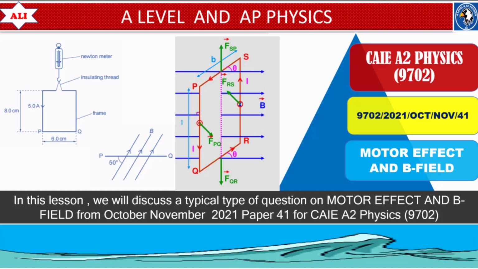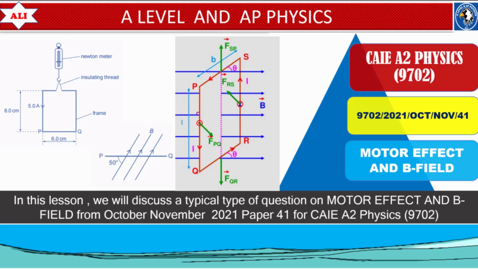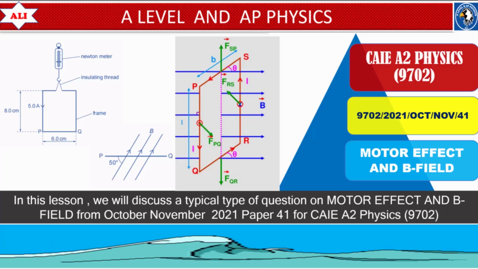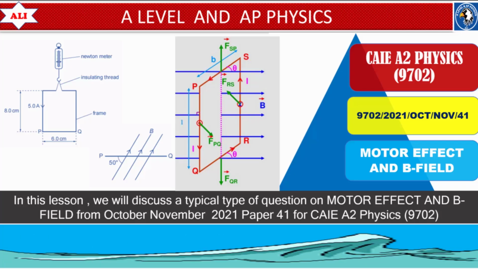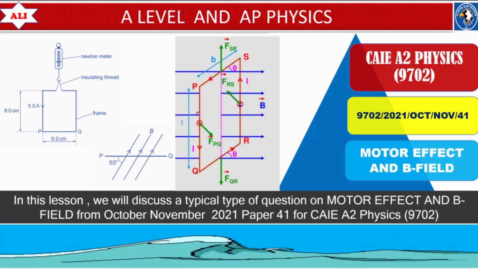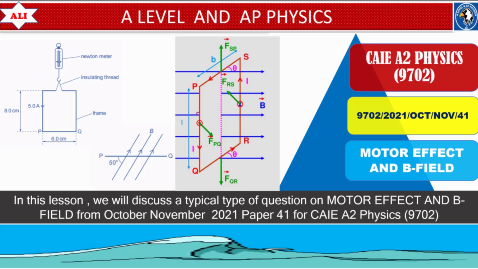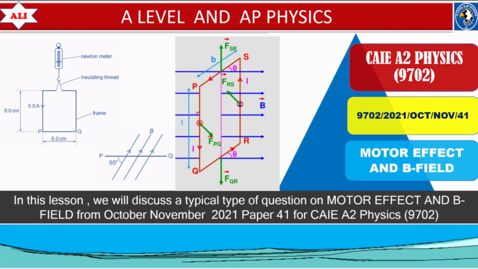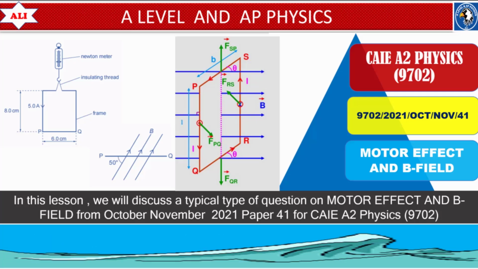This question is from October-November 2021, paper 4, variant 1. In this lesson, we will discuss how to define Tesla in a proper way. We will also discuss how to find direction of force and magnitude of force on a current-carrying conductor inside uniform magnetic field. At the end of the lesson, we will discuss one very important concept about torque experienced by a loop inside uniform magnetic field.